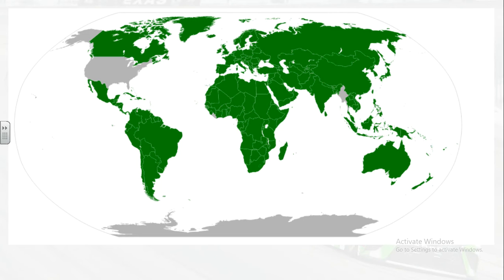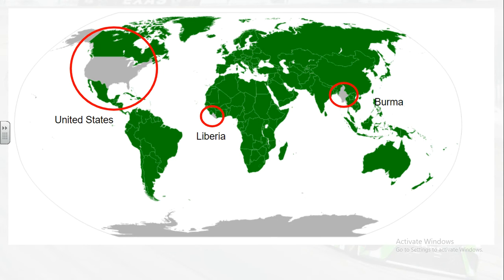There are 3 countries, let me circle them for you here. There are 3 countries, including the United States, that use the imperial system, and it's based off of feet. These are the only 3 countries in the world that don't use the international system or the metric system. They use the imperial system.